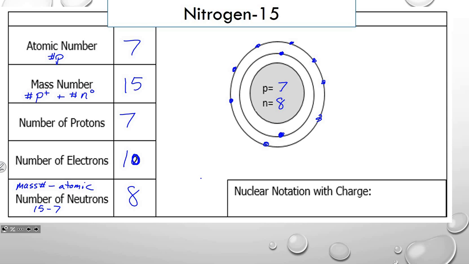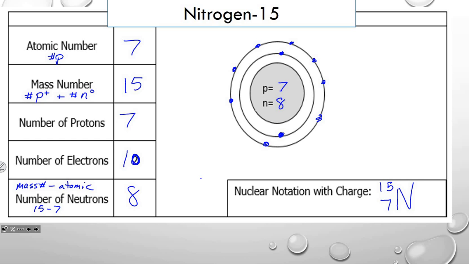Now I'm going to worry about the nuclear notation charge. So for the nuclear notation, I need to know the symbol. So what's the symbol for nitrogen? N. Okay. On the upper left-hand corner, what do I put? Does anybody remember? This is where you put your mass number. That's where the 15 would go. Does anybody remember what you put down on the lower left? Atomic number, which is 7.